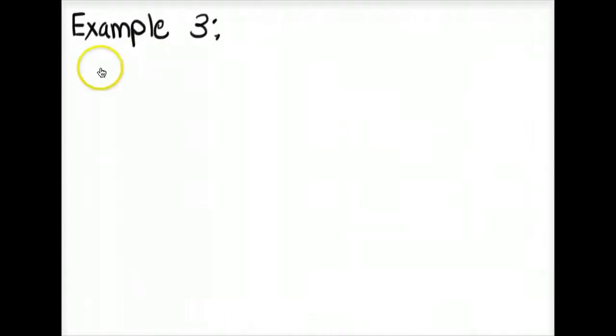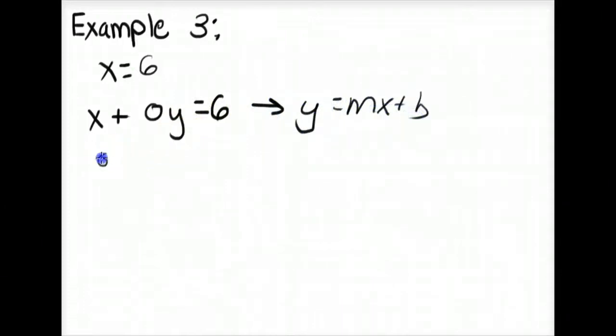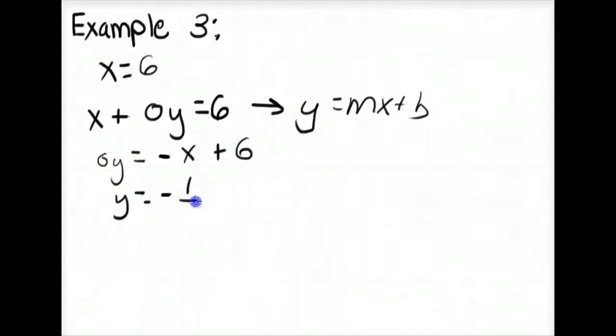So for this final example, we're going to start with the equation x equals 6. Now, this equation would technically have the form x plus 0y equals 6. Then transforming that into the equation y equals mx plus b, we need to solve for y. So we're going to have 0y equals negative x plus 6, at which point we would divide by 0 and get y equals negative 1 over 0 x plus 6 over 0.